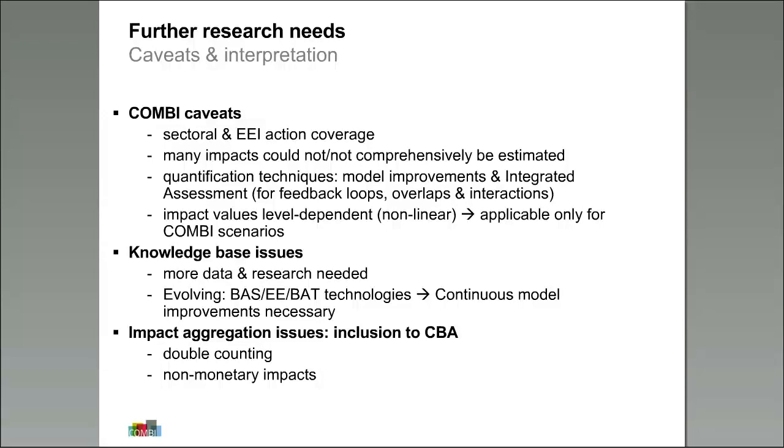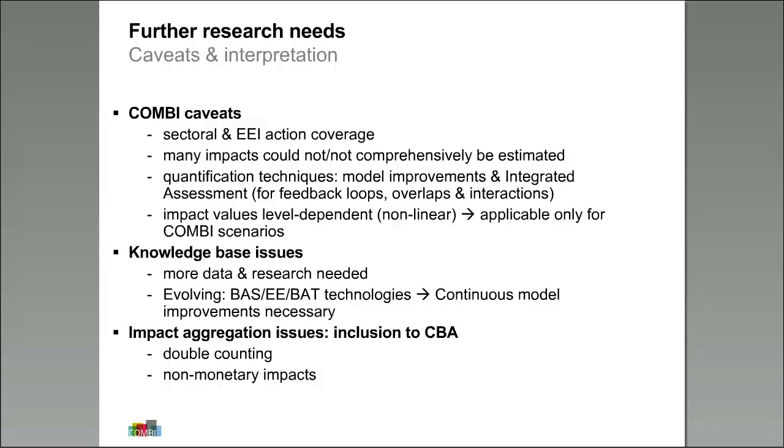And another point is that impact values that we now estimated for the COMBI scenarios are actually non-linear, because they're dependent on the level of impacts as they are already there in the specific national context, and also dependent on the specific impacts. So it's not easy to derive some kind of general factors like 1 kilowatt hour of energy savings will lead to this and that much of this or that impact, because it depends very much on the specific context.